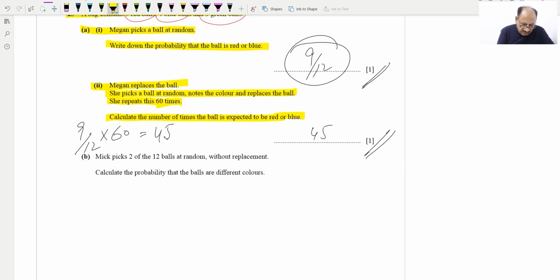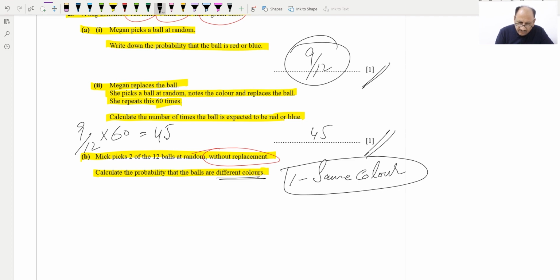Then the next part is Mick picks 2 of the 12 balls at random without replacement. Now this is important, this is without replacement. Whatever is taken out is not returned back. Then they say calculate the probability that the balls are different colors. So for different colors, what we can do is take 1 minus same color. So this will give us the probability of different colors.